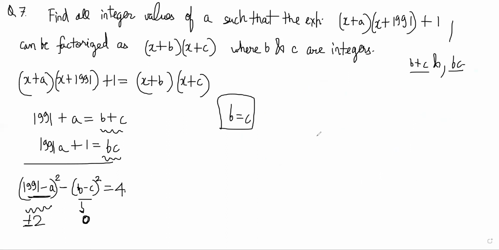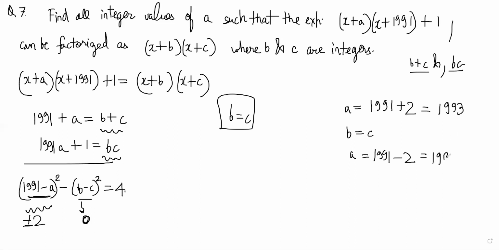So you should get values of a then, right? A should come out to be 1991 plus 2, and b is equal to c, and the other possibility is 1991 minus 2, right? So B and C are 1992 or 1990.